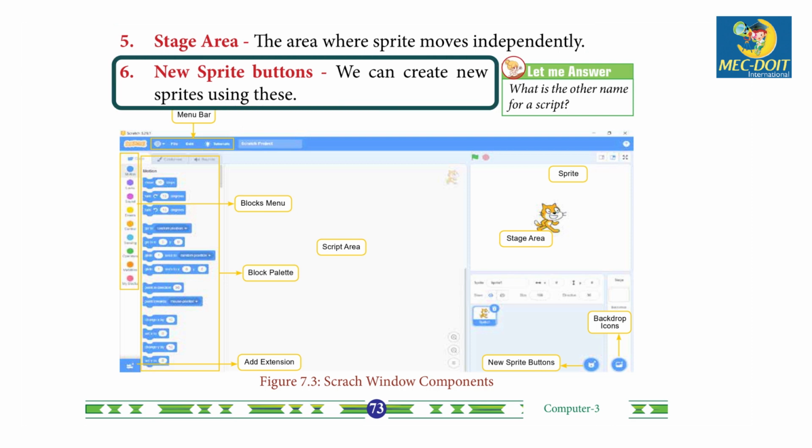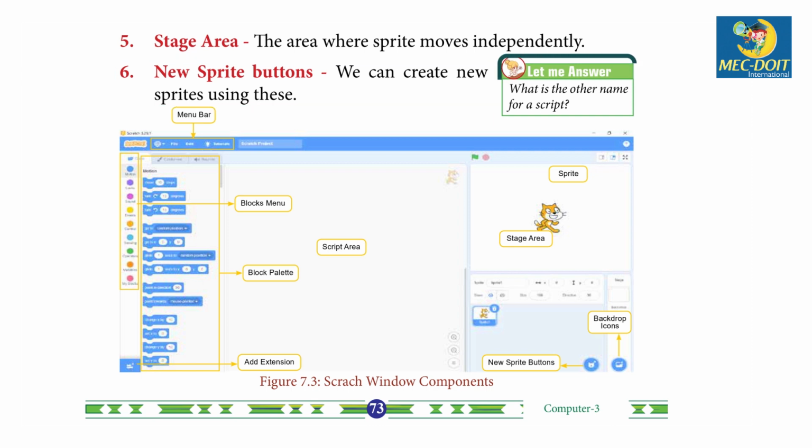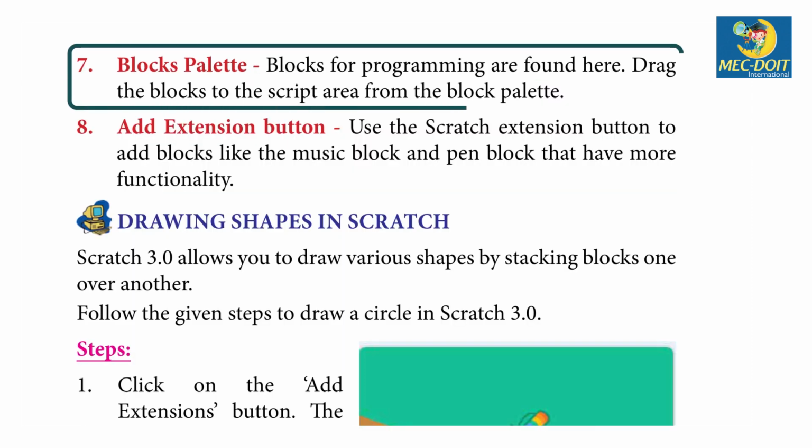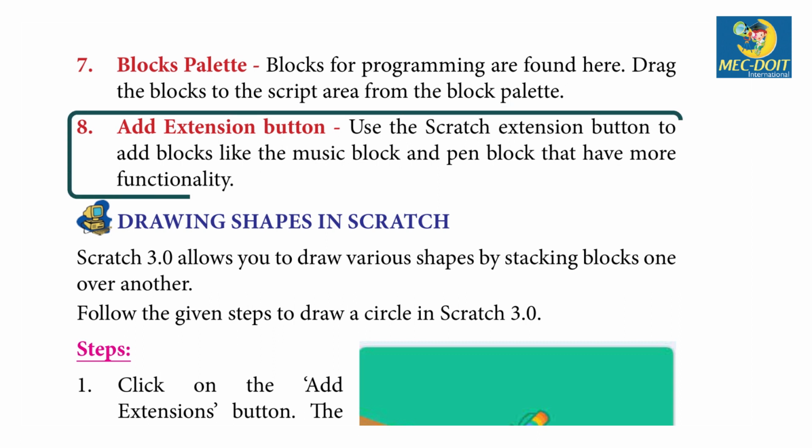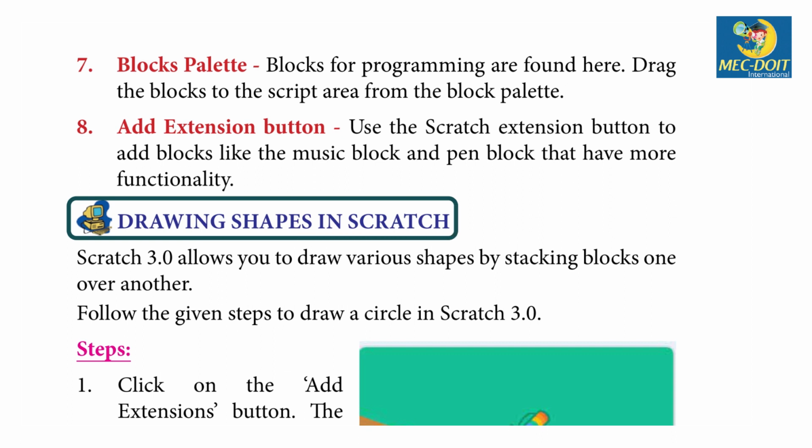6. New sprite buttons. We can create new sprites using these. Let me answer. What is the other name for a script? 7. Blocks palette. Blocks for programming are found here. Drag the blocks to the script area from the block palette. 8. Add extension button. Use the Scratch extension button to add blocks like the music block and pen block and have more functionality. Drawing shapes in Scratch.